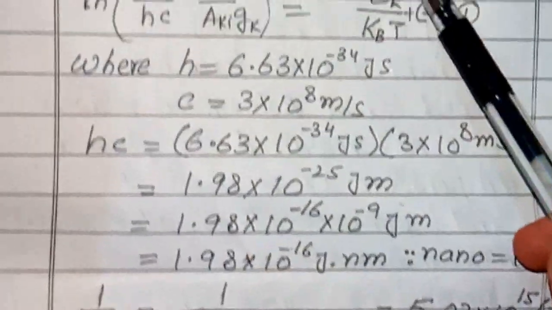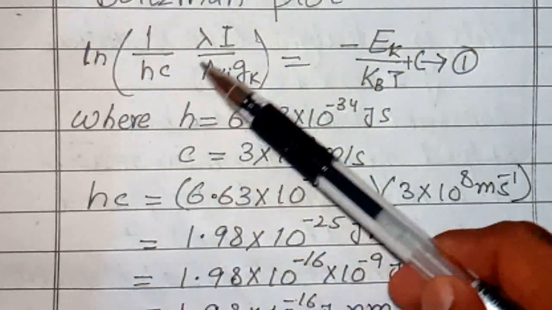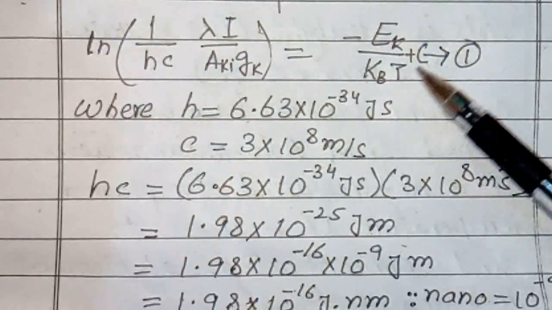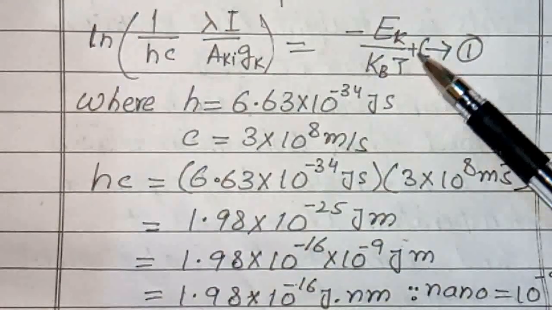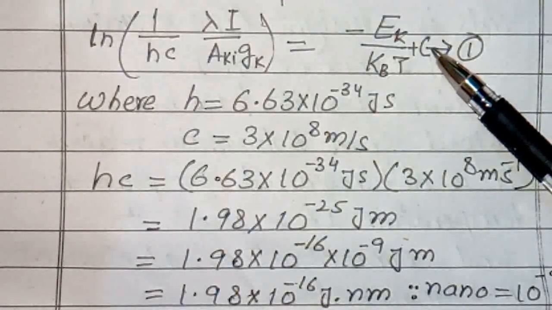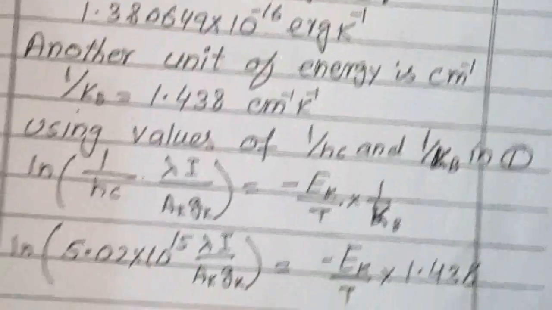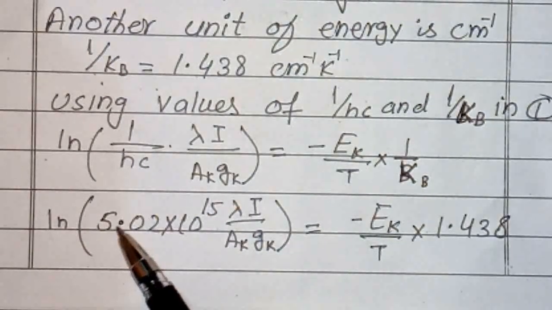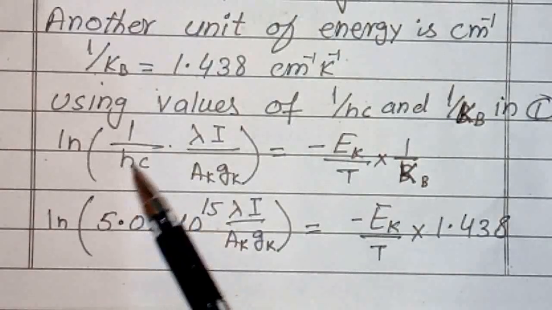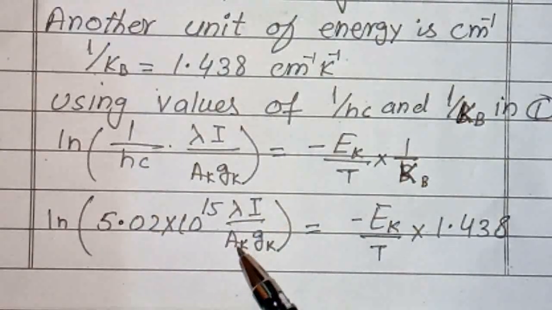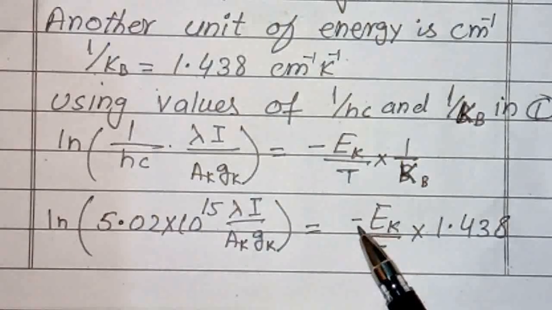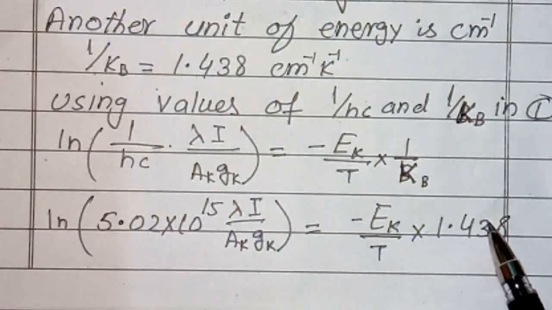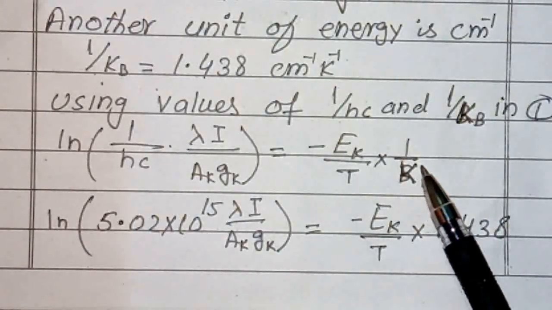Using these values of 1 over hc and 1 by kB in equation number 1. This is equation number 1. Natural log of 1 over hc lambda I divided by Aki gk is equal to minus Ek divided by kB T plus some constant. The constant has been ignored to calculate the plasma temperature. The relation becomes natural log of 5.02 into 10 power 15, which is the value of 1 over hc, lambda I divided by Aki gk is equal to minus Ek divided by T into 1.438. This is the value of 1 over kB.